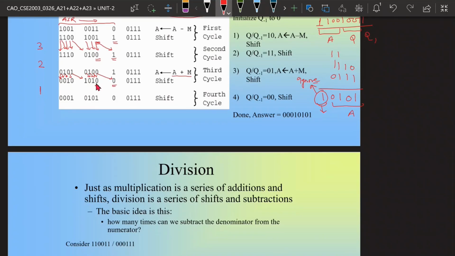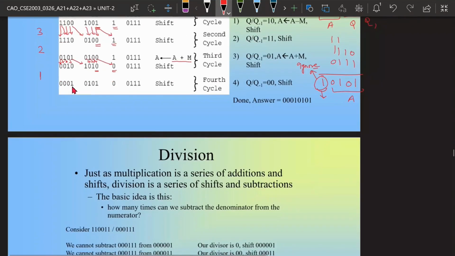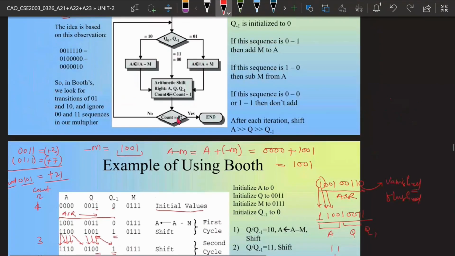So Q0 and Q minus 1 is again 0 0. So if it is 0 0, we need to just do the shifting. So again we need to do the shifting. And after shifting, we should be reducing the value of count. After reducing the count value, it is coming out to be 0. Once it is 0, we check the count value, whether it is 0 or not. If it is 0, yes, then it is the end of the operation.